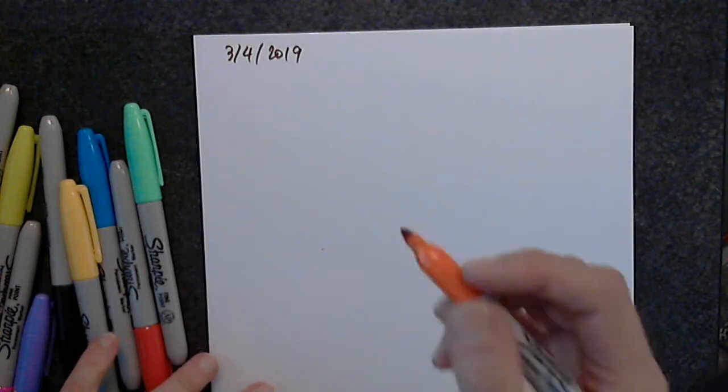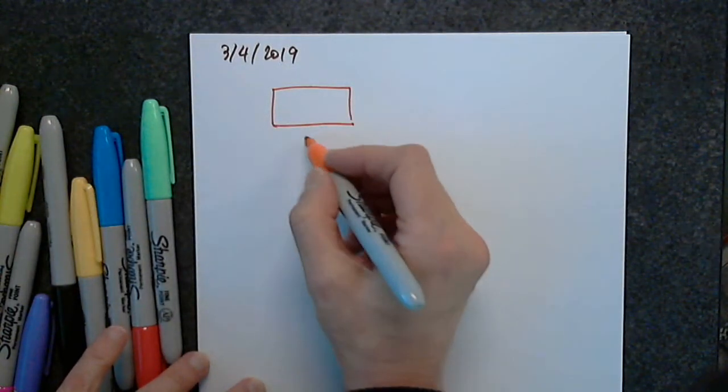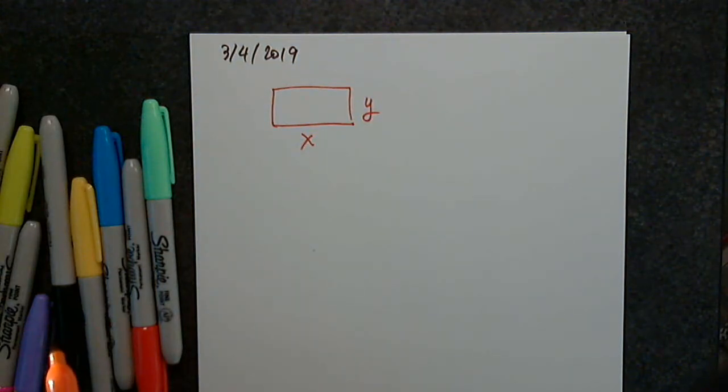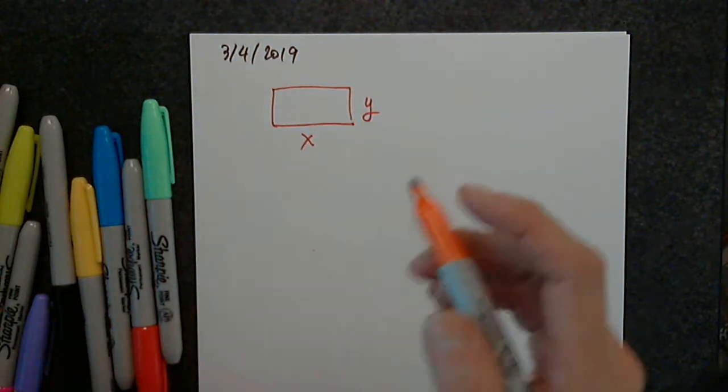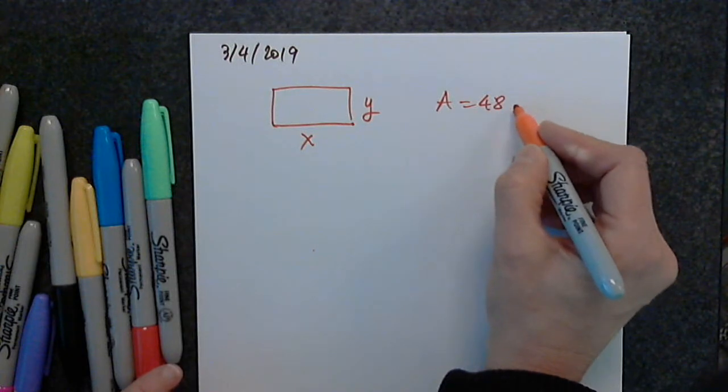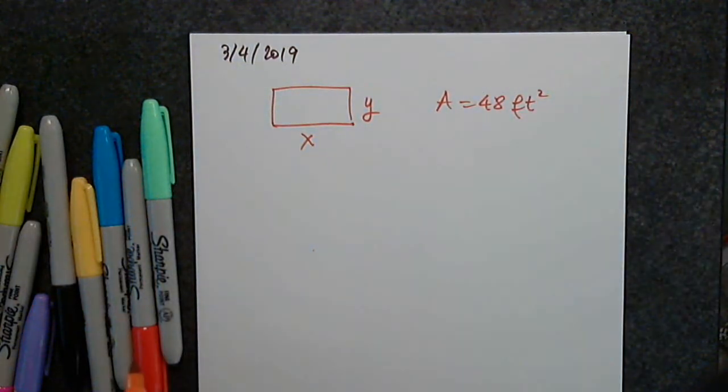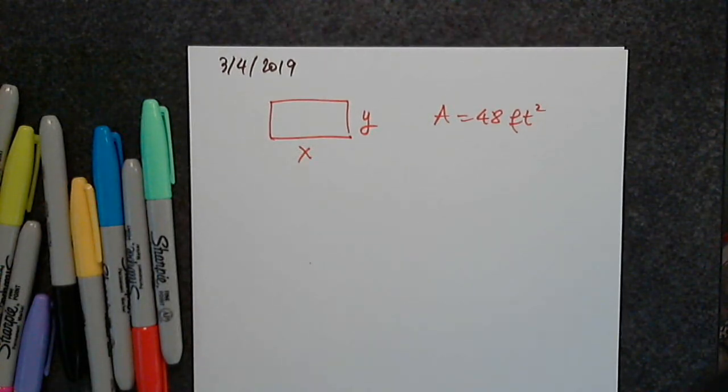Yes, please, Brianna, go ahead. I'm sorry? Number 3. From here? Yes. So we have a rectangular barn with x and y. And it says that the area is 48 square feet. And they say that the length is 8 feet longer than the width. I have to write something that signifies that the length is 8 feet longer than the width.